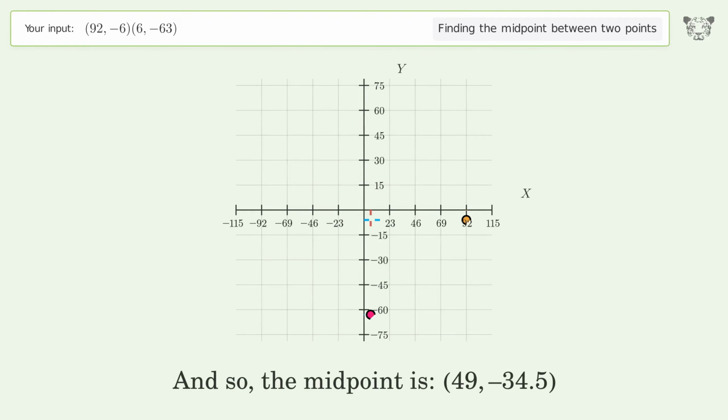And so, the midpoint is 49, negative 34.5.